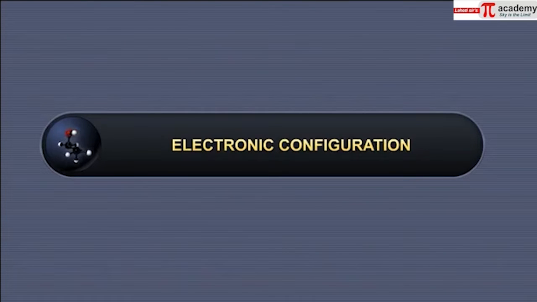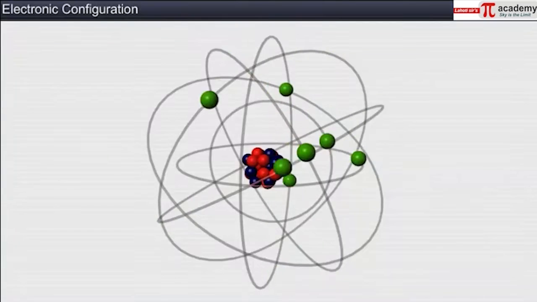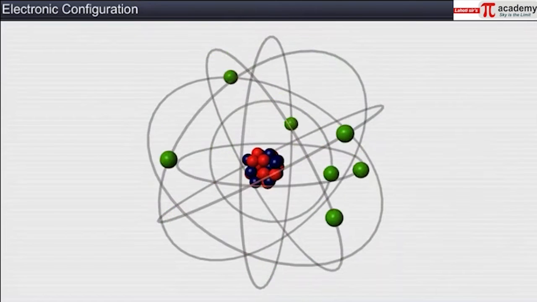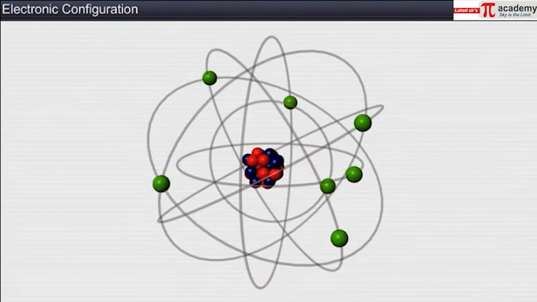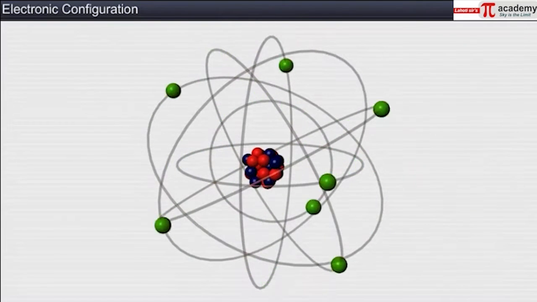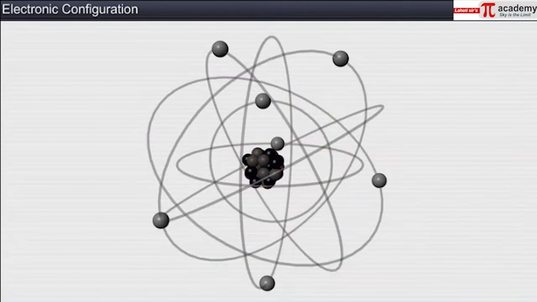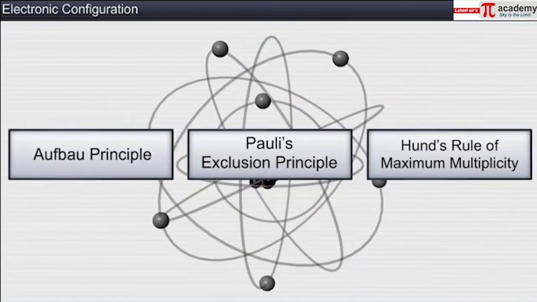In this module, you will learn about the electronic configuration of elements. We can define electronic configuration as the distribution of electrons into various orbitals of an atom. Before we begin to understand the electronic configuration of atoms, let's recap the three main principles that guide the filling of electrons into various orbitals in an atom.